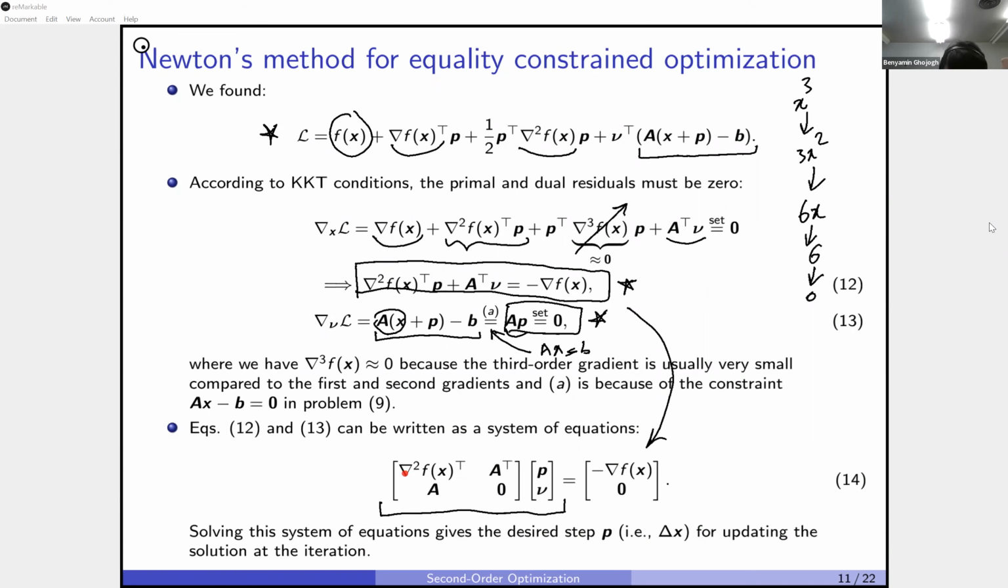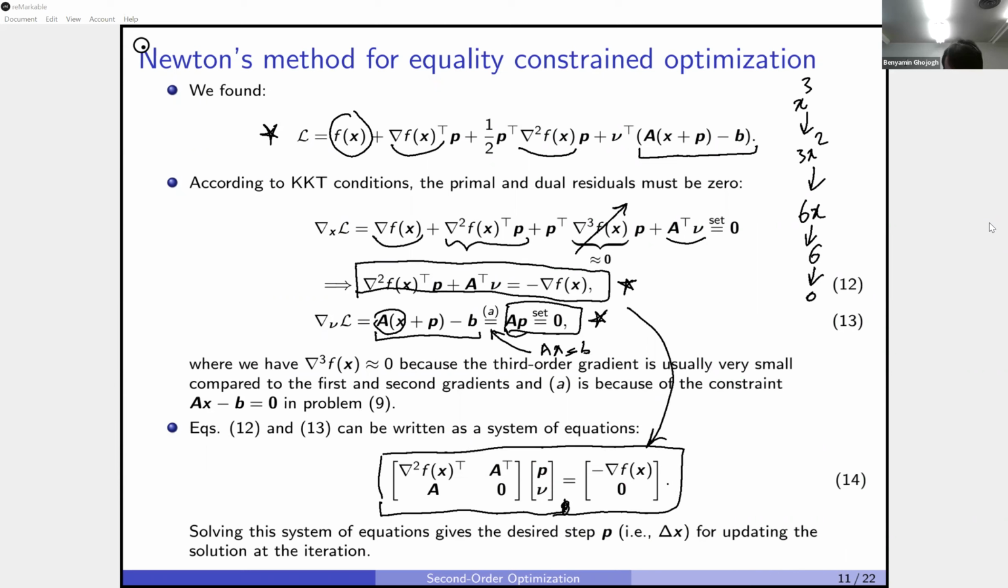So this is saying the second order derivative times p plus A transpose nu equals minus the gradient of f. The second line says A, so this A is a matrix. So this is a block matrix. This is also a vector. So this is the concatenation of these two vectors. So this is A times p plus 0 times nu. There is no nu here, equals 0. Okay, now I have it.